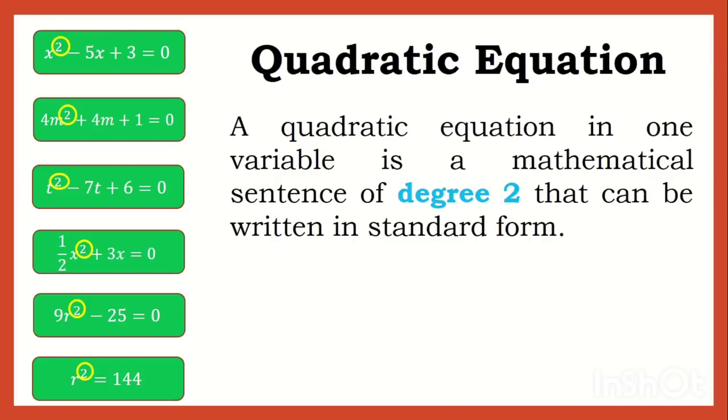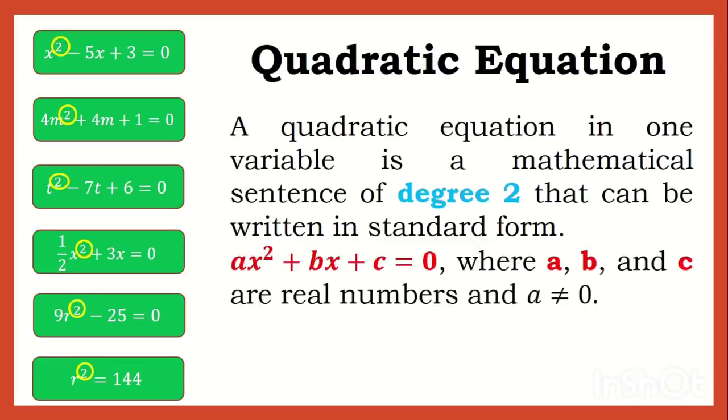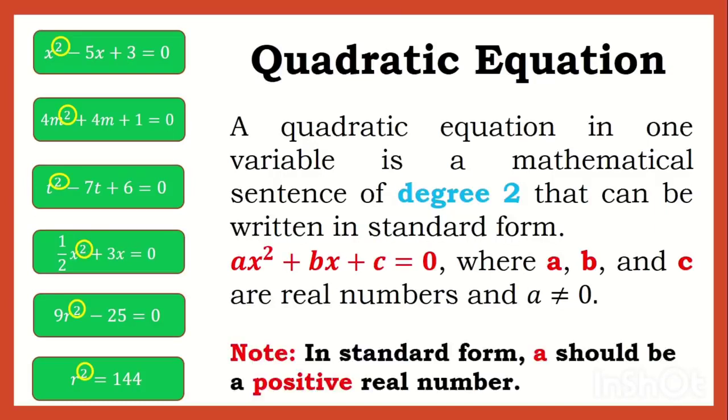Now, always remember that a quadratic equation can be written. Pwede natin siyang isulat into standard form. Ano nga ba ang standard form? We have ax squared plus bx plus c equals 0, where a, b, and c are real numbers and a should not be equal to 0. Tatandaan natin na ang a natin ay dapat hindi siya mag-equal sa 0 or else magiging linear equation lamang ito. Note, in standard form, a should be a positive real number. Tatandaan natin yan.